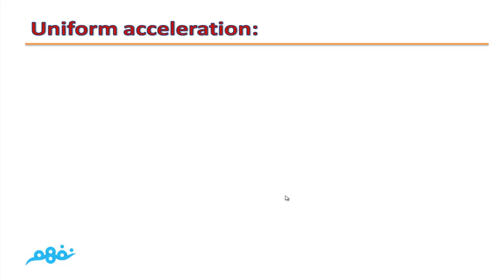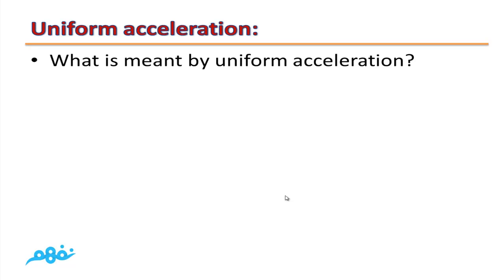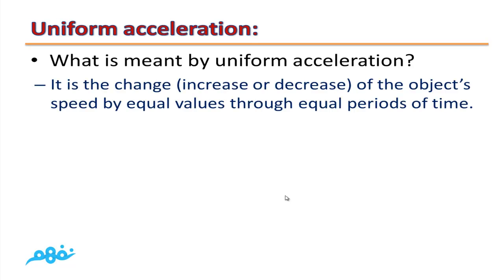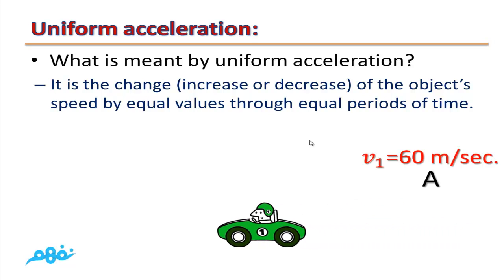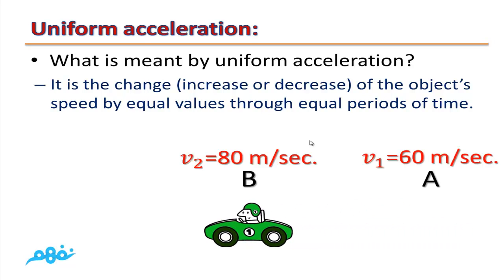Uniform acceleration. What is meant by uniform acceleration? It is the change, whether increase or decrease, of the object's speed by equal values through equal periods of time. For example, if we have a car that moved from point A to B, its speed when passing through point A was V1 equals 60 meters per second. Then we measured its speed when it passed by point B, and we will call it V2 equals 80 meters per second. It covered this distance in 1 second.